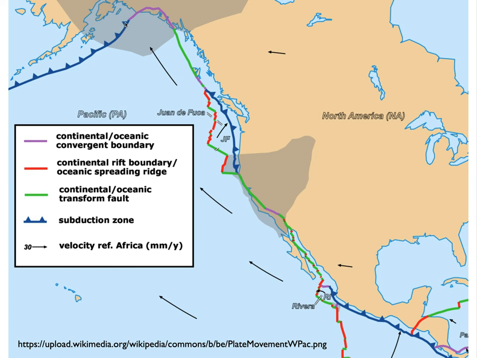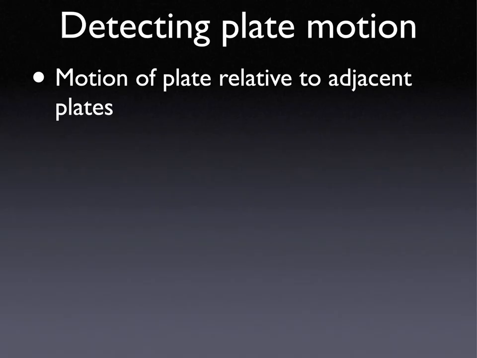If we move up towards Alaska, there's a great big subduction zone where the Pacific plate is diving down underneath Alaska. And so Alaska has the largest number of earthquakes of any state in the United States, and that subduction zone is a big part of the reason for that.